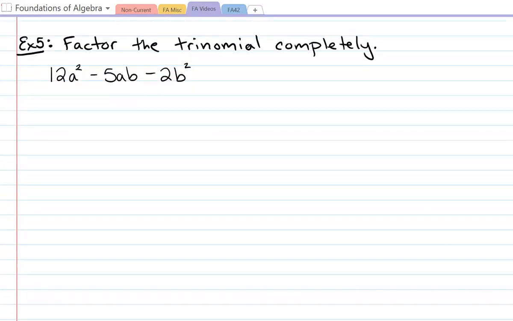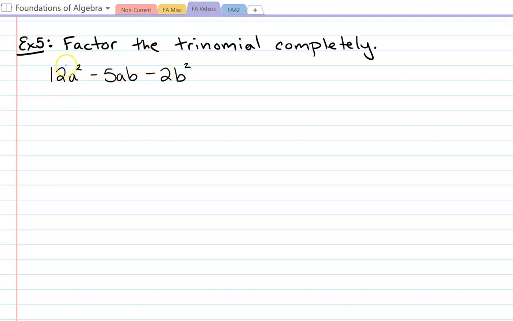Let's have one more example. We have 12a squared minus 5ab minus 2b squared. So we have two variables here. Does that change the math? No, not really. So the first thing on our mind should be, is a 1? And it's obviously not. Do we have a GCF? Well, 12 and 2 are both even, but 5 isn't, so we don't have a GCF.